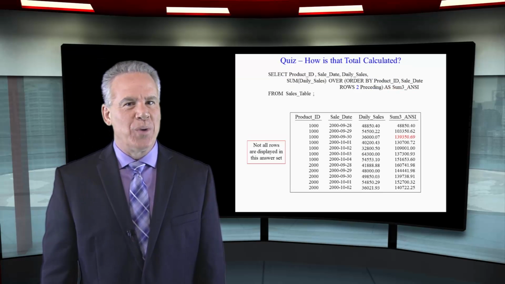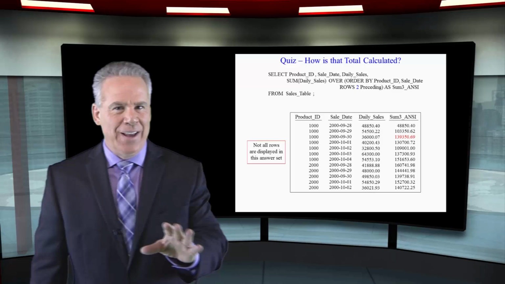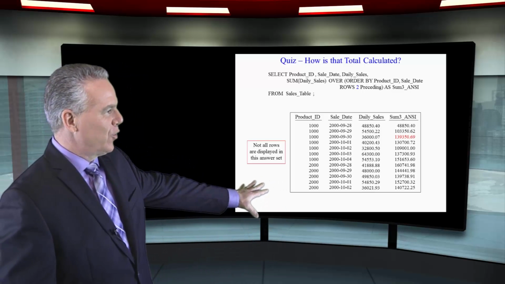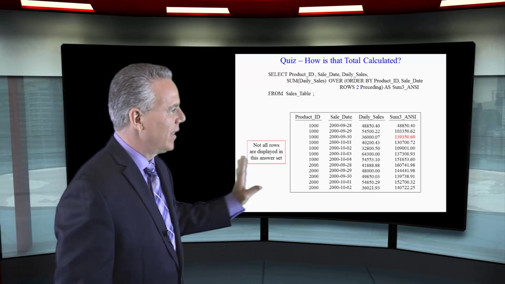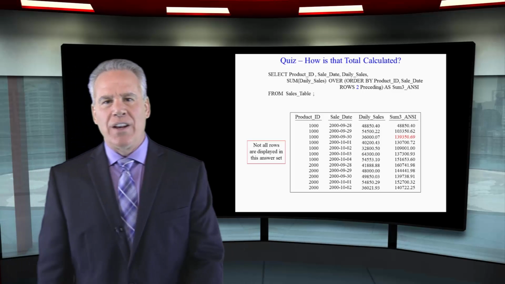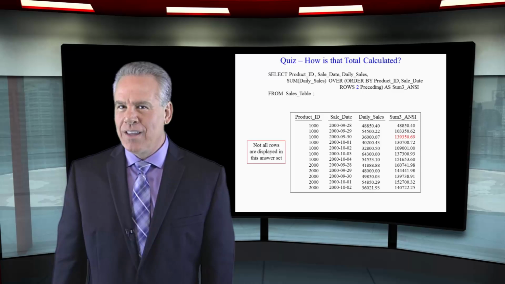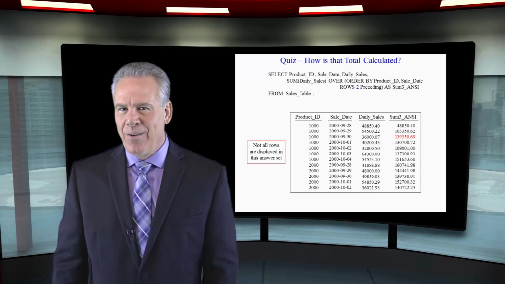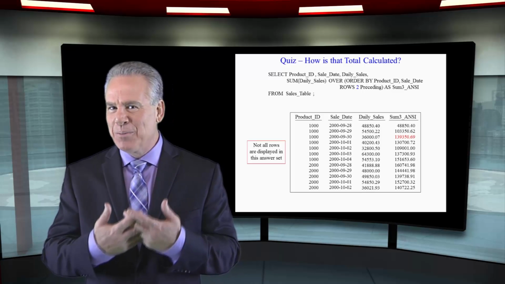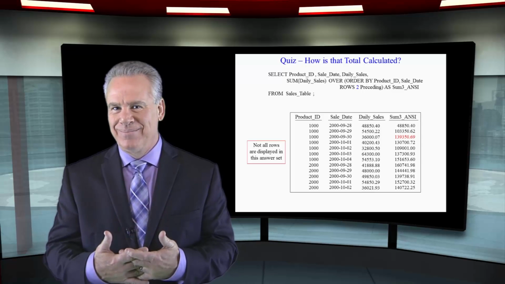Now show me you're really following along. Tell me about this answer set and the number I've got colored in red, 139,350.69. How was that calculated? What daily sales made up that number?